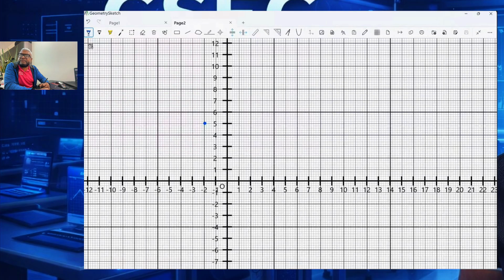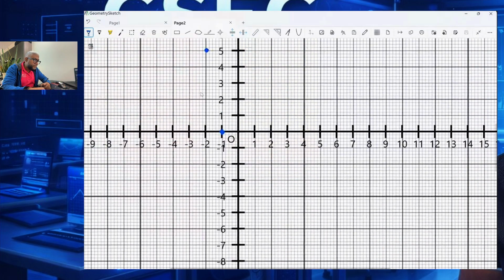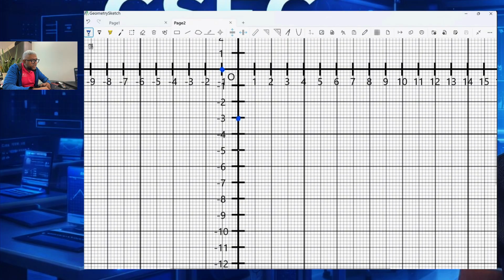What's the next coordinate? -1 and 0. So that's on this axis itself, right? -1 on the x, 0 on the y means that we are on the axis. Next coordinate. 0 and -3. We here, bang. Next. 1 and -4.